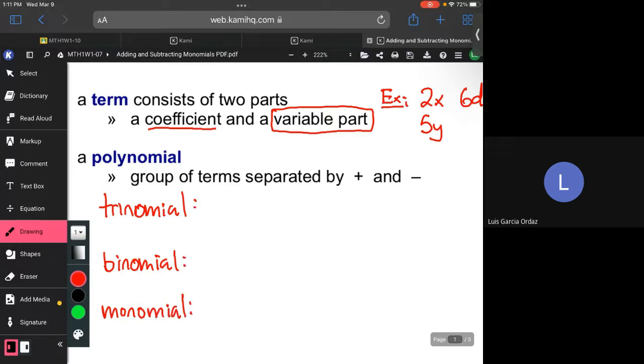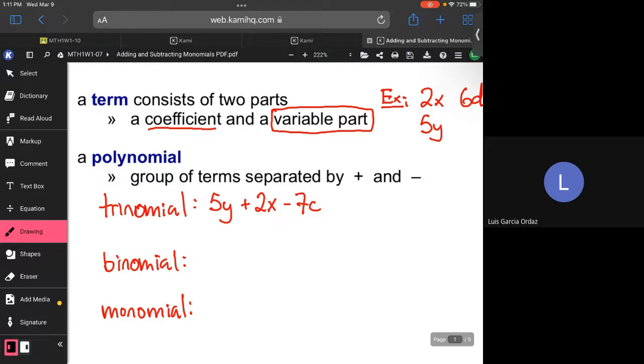Someone give me an example of a trinomial. Remember, they have to be separated by addition and subtraction. Matthew. 5y plus 2x minus 7x. Nope, be careful. 7c. Sure, that's fine. So it's a group of terms separated by addition and subtraction, and we have three different ones.